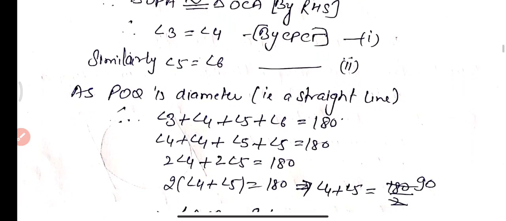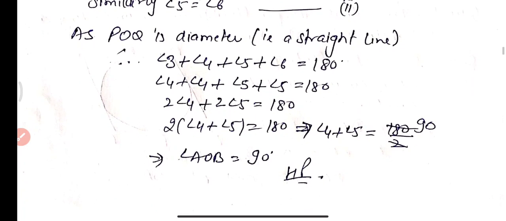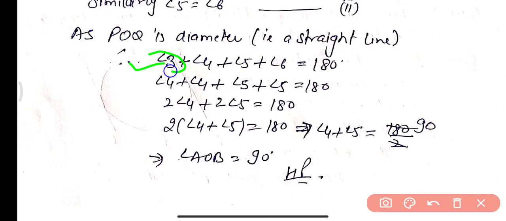So as POQ is a diameter, that is a straight line, we can say angle 3 plus 4 plus 5 plus 6 equals 180 degrees. Now we do not require angle 3, we require only 4 and 5, that is angle AOB. So 3 will be replaced with angle 4, and similarly 6 will be replaced with 5. So twice angle 4 plus twice angle 5 equals 180 degrees.